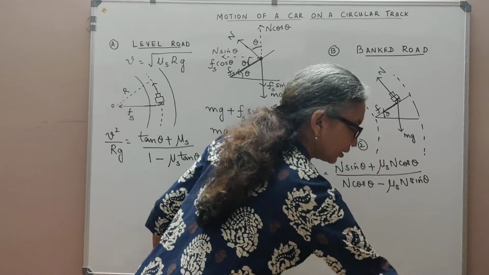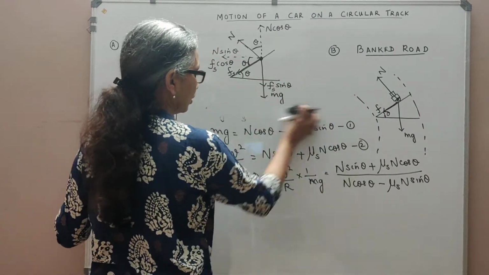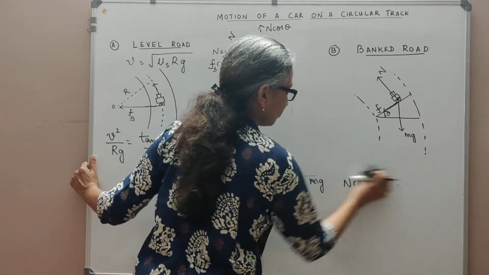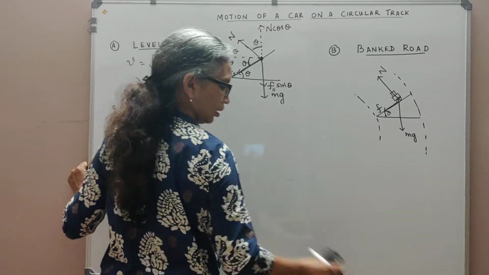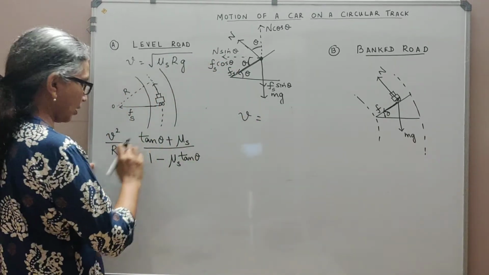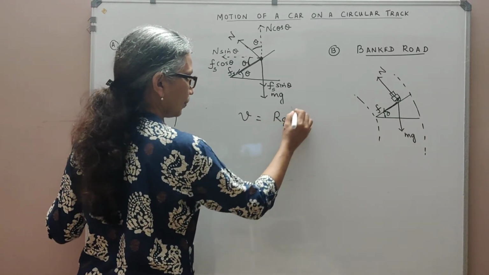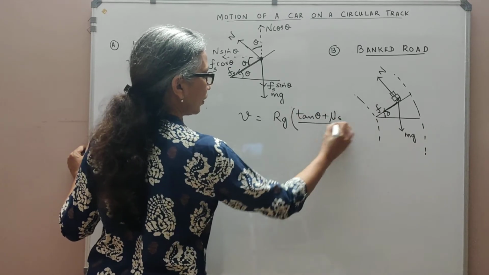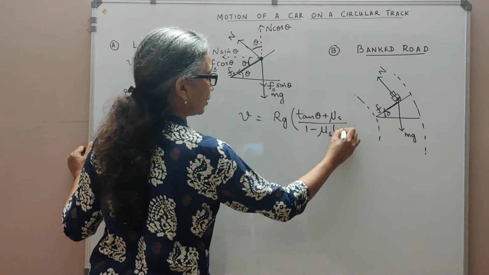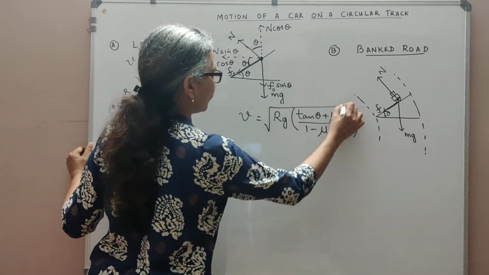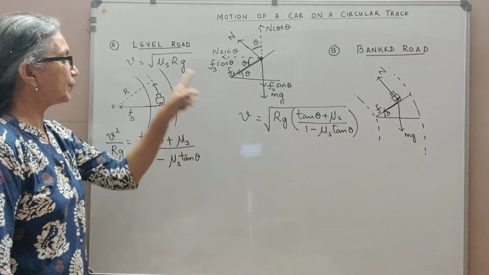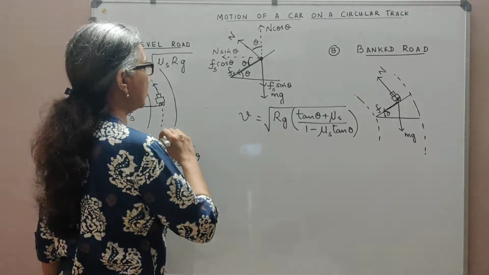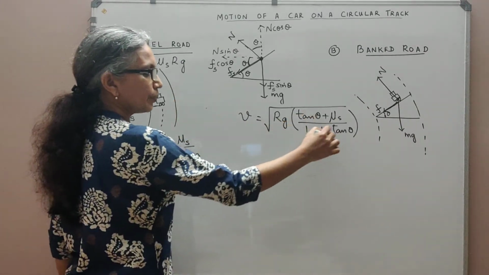Or you may write an expression for V, the speed possible on a banked road. Taking Rg to the right hand side, V is equal to the square root of Rg times the bracket tan theta plus mu s, divided by 1 minus mu s tan theta. So if you compare this speed with the earlier speed, you will see that this Rg term is common in both cases, but mu s has been replaced by this.